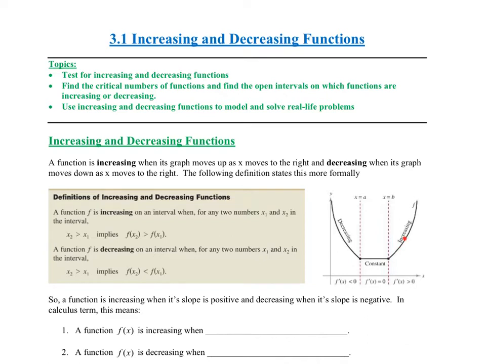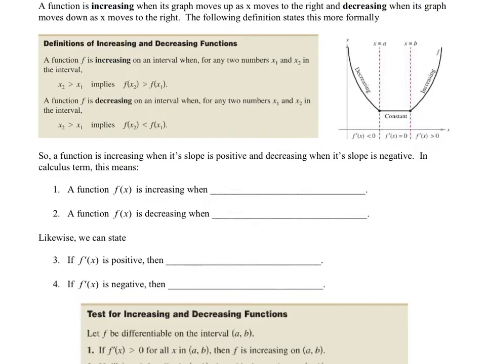So when we said a function is increasing when its slope is positive, what we're really saying is a function is increasing when f prime of x is positive. And a function is decreasing when the derivative f prime of x is less than 0 or negative. Likewise, we could go the other direction. If the derivative is positive, that means the function is increasing. And if the derivative is negative, that means the function is decreasing.